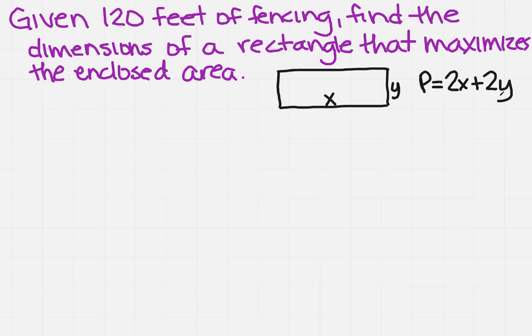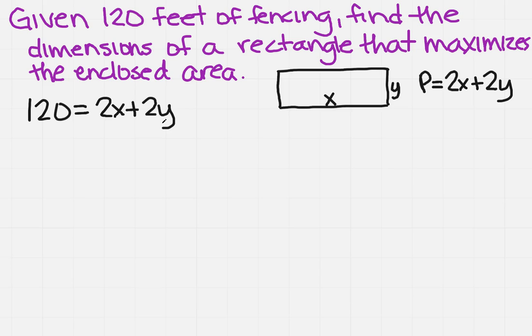And what do we know about that distance around? Well, we know that we have 120 feet. So the most that our perimeter can be is 120. So I've got 120 equals 2x plus 2y. Now, I need to solve for y. That would give me a function, right?